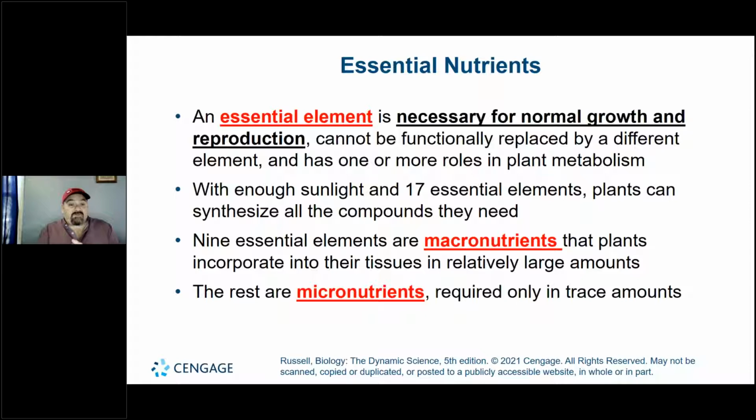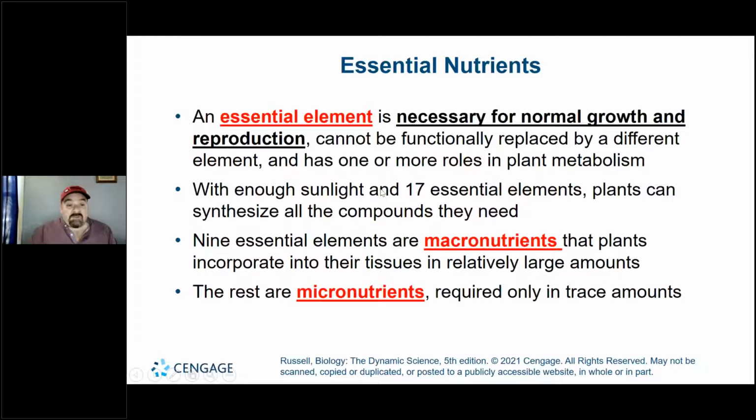Now, you'll see here the essential elements, necessary for normal growth and reproduction. Very important. They can't be functionally replaced by a different element, and they have one or more roles in plant metabolism, the actual functioning of what goes on with the plant.